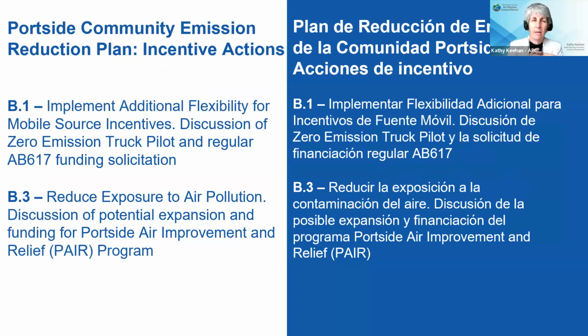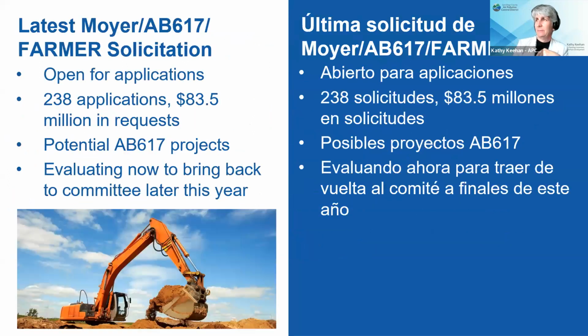So today we're going to talk about a couple of things that relate directly to the SERP actions, particularly action B1, which is adding additional flexibility for mobile source incentives. So we're going to talk about our zero emission truck pilot program and our AB 617 funding as part of that. And then we're also going to talk about action B3, which is our efforts to reduce exposure to air pollution. And we'll be talking about potentially expanding and funding the Portside Air Improvement and Relief, or the PAIR program, which is our program to do monitors and air filters for residents. Next slide, please.